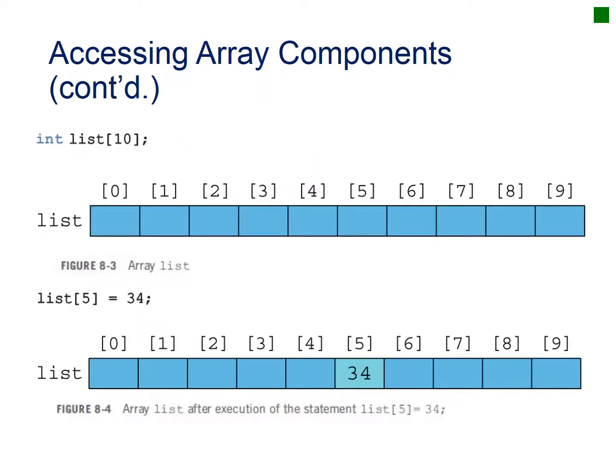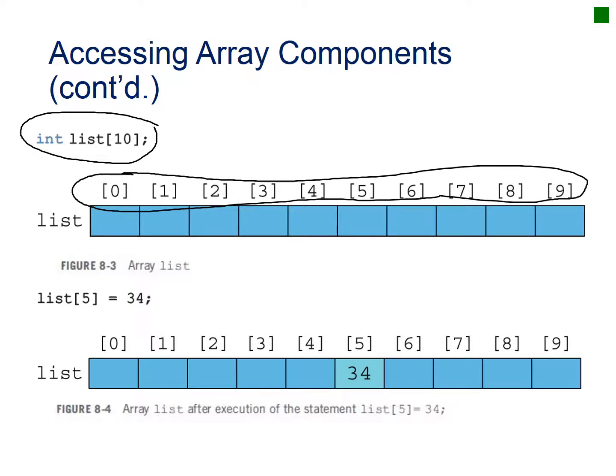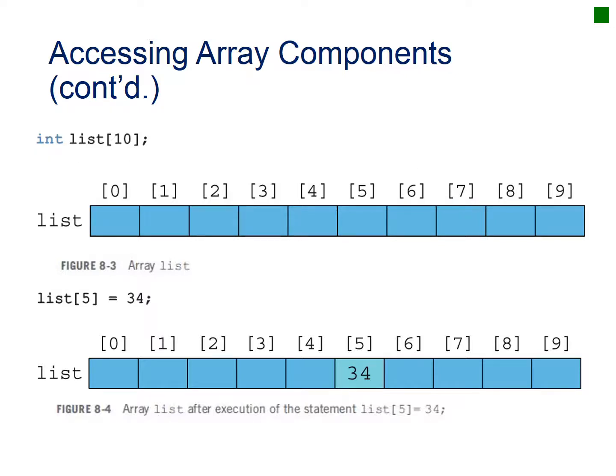Let's look at a picture representation of an array. Here in figure 8-3, we have an array named list with 10 integer values, 0 through 9. Say we assigned the fifth position the value of 34. We can see that the number 34 is placed in the fifth position.